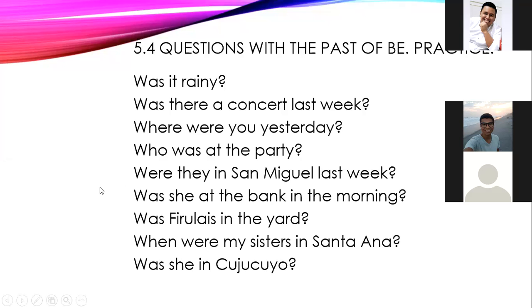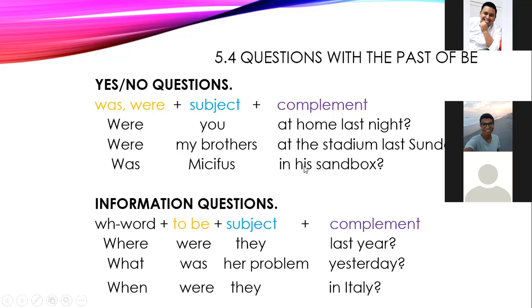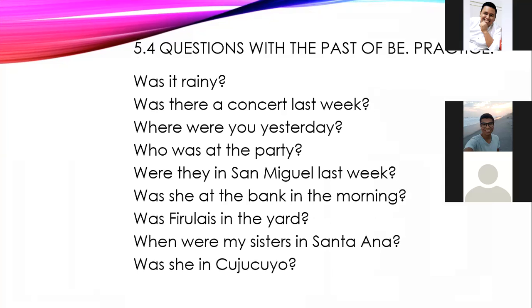Okay, yes. Now, any question? Do you have questions about the use of the verb to be in past, was, and where? Hay preguntas de... Yes, teacher. Please, question. Dígame. In la penúltima pregunta, en la práctica. Okay, let me see. When were my sisters in Santa Ana? Esta pregunta es de información. Ajá. No sería correcto.